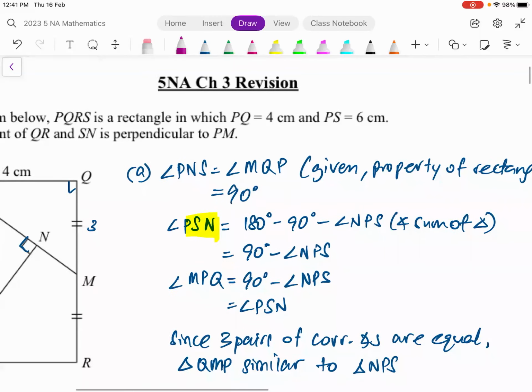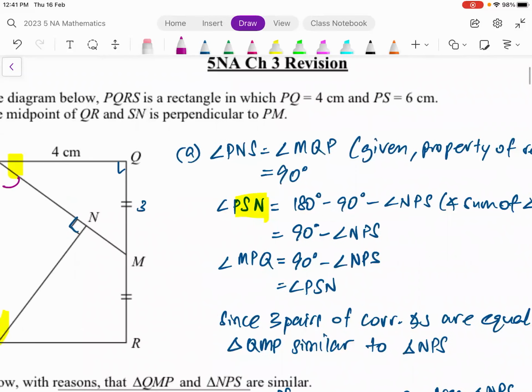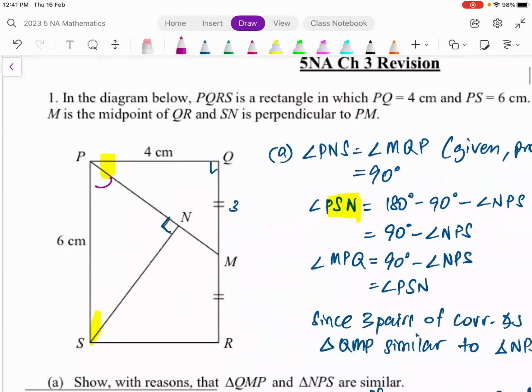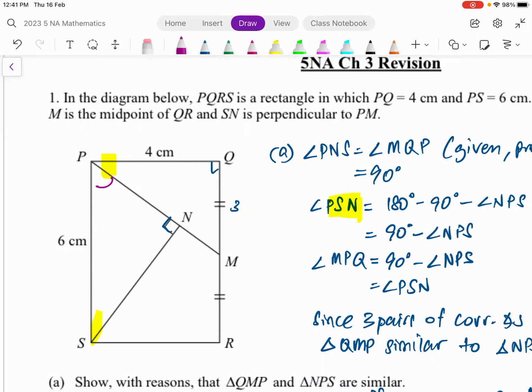My objective is to write MPQ also as 90 minus MPS. Is it very obvious that it is also 90 minus MPS now? Yes, right. This angle in the rectangle is 90 degrees minus this same angle, which is MPS. I get 90 minus MPS. So it turns out these two angles highlighted in yellow are the same.